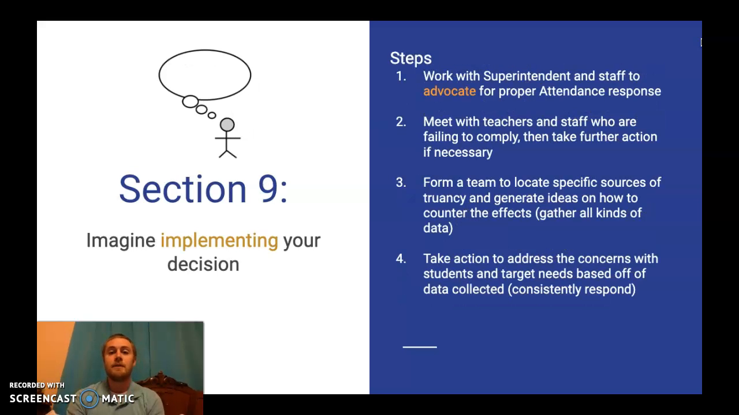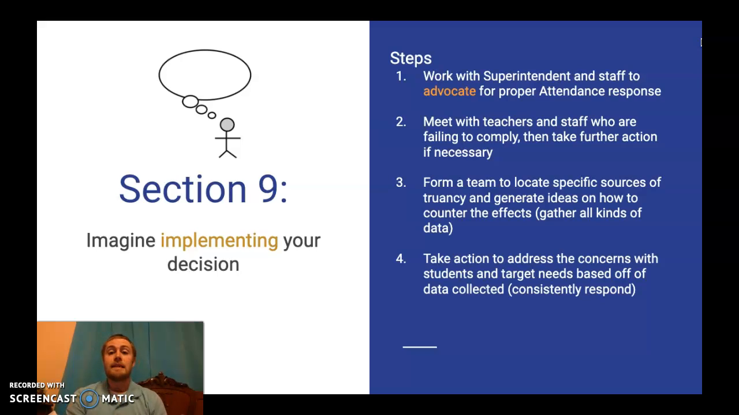So first, I want to work with the superintendent and staff to advocate for proper attendance response. Again, I want to get them on the same page of knowing how serious an issue this is. I want to meet individually with the teachers and staff who are failing to comply and then take further action if necessary. So meet with the athletic director, the teachers, and the counselor and see if intervention in that way is going to make change. And if that does not make a change, then we can look at further action and possible termination.